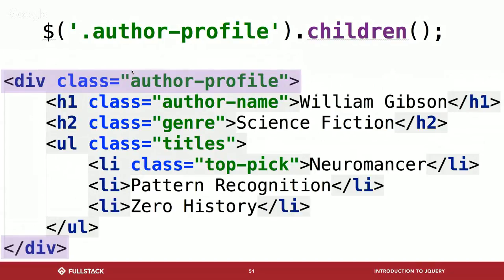So if we ended up doing this and we said author profile children, we would end up getting back these three elements in a wrapped set, okay? And you can actually take a DOM element if you want to. You could ask for the child nodes.